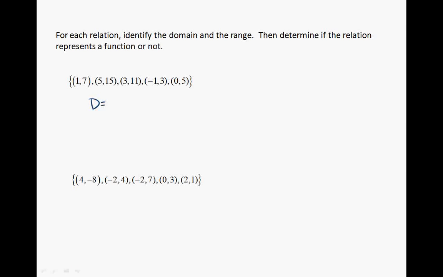And it's really easy to identify the domain for these types of problems. All you have to do is look at each x value. So my x values here are 1, 5, 3, -1, and 0. So I'm going to put those in a set of brackets. And there's my set that represents the domain. For the range, those are our y values. My y values are 7, 15, 11, 3, and 5.